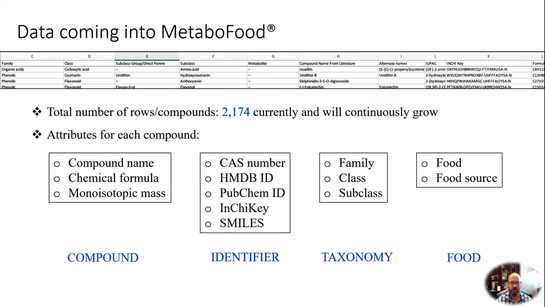Data coming into MetaboFood comprised compounds such as chemical name, chemical formula, monoisotopic mass, identifiers such as CAS, HMDB, PubChem, IngID, and SMILES, details on taxonomy such as phytochemical family, class, or subclass, and also foods such as food and food source. Initially, our database captured over 2,000 rows of phytochemical data from a limited number of foods.